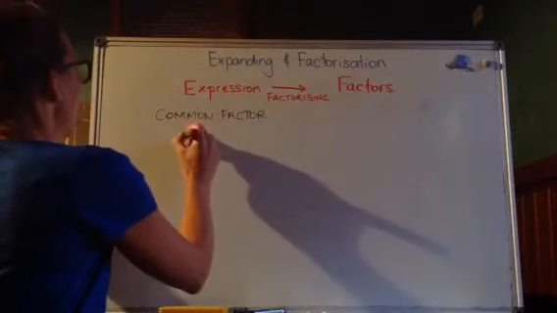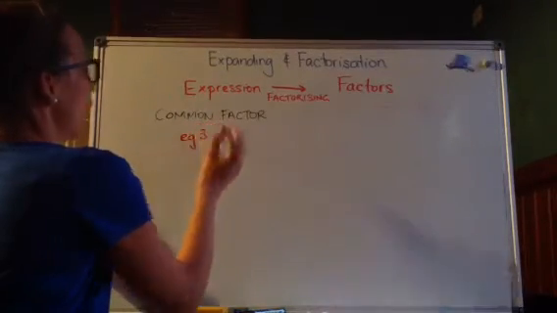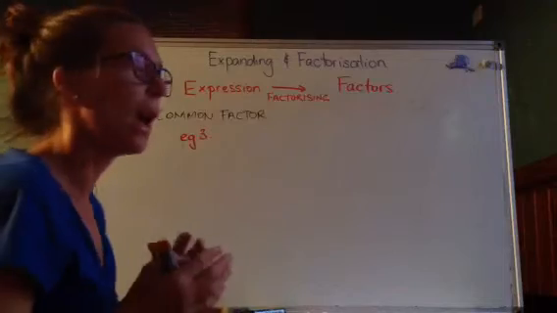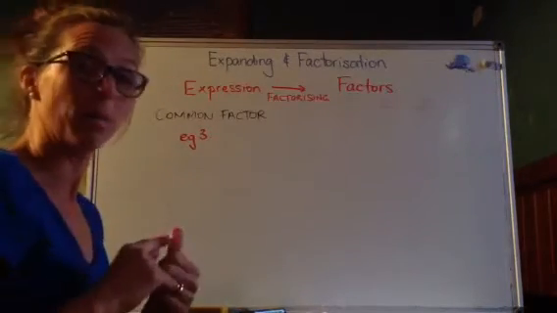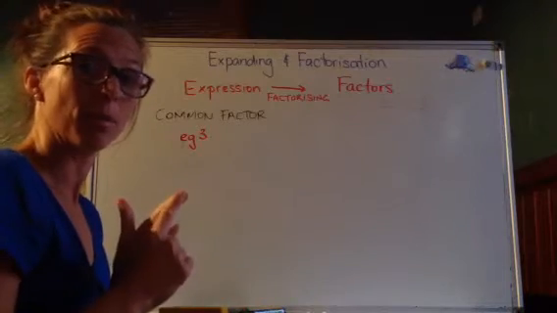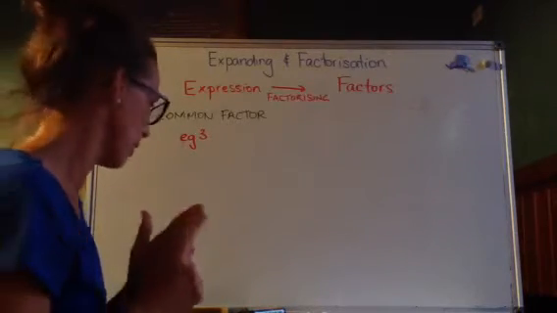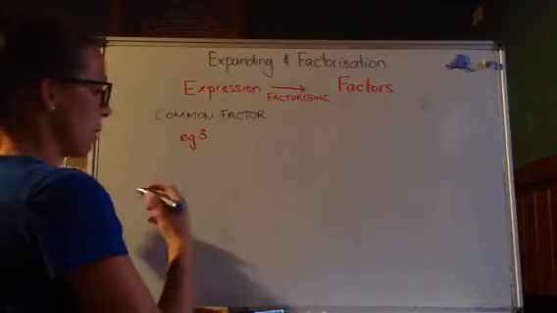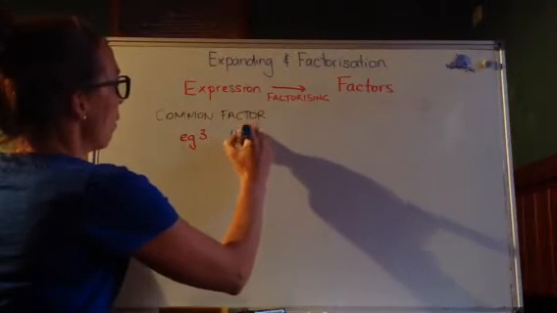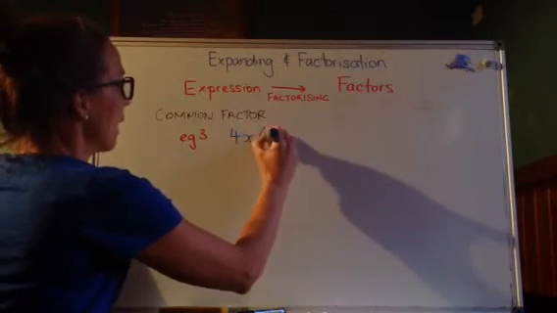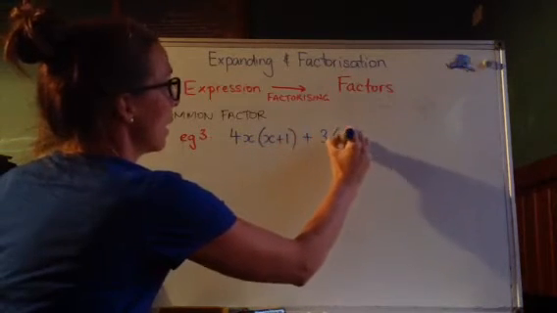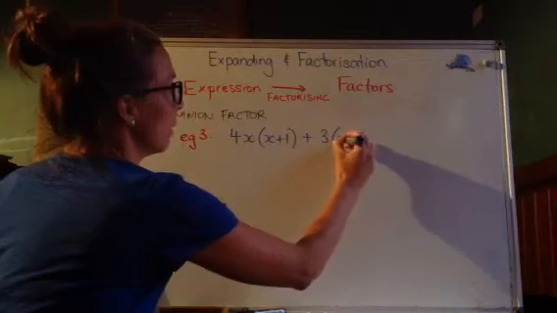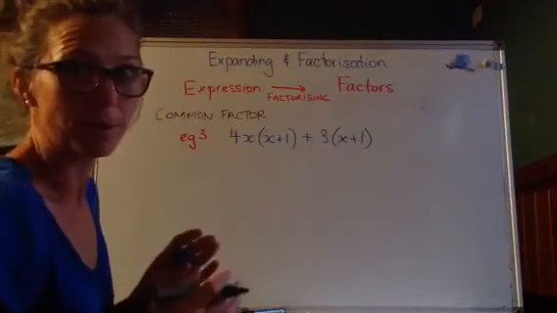So, let's have a look at when the common factor we're going to take is not a number, is not a variable, it's actually an expression itself. So we might start with something that looks like this: 4x(x + 1) + 3(x + 1). And we want to factorise it.